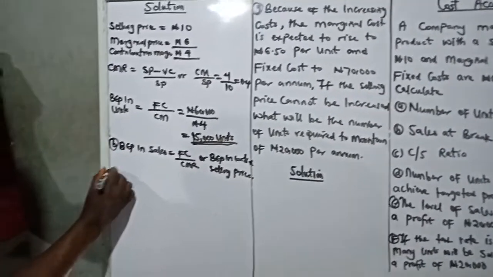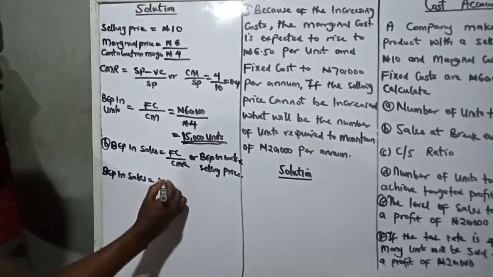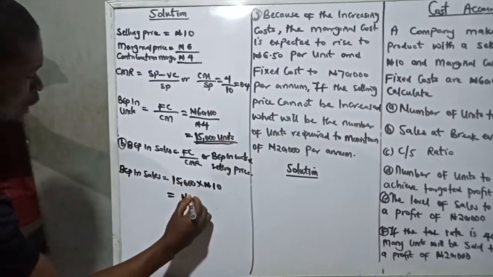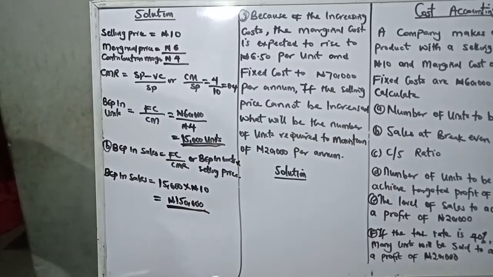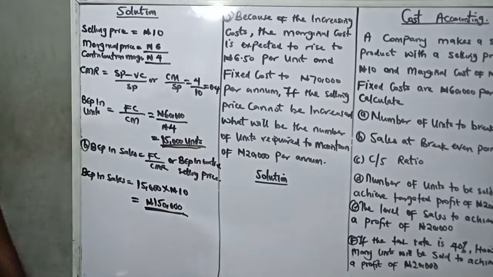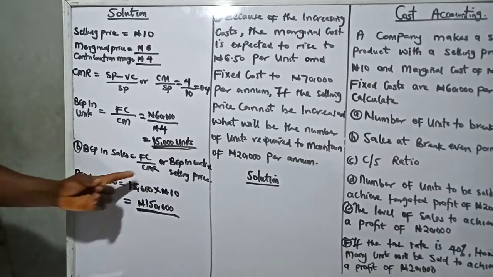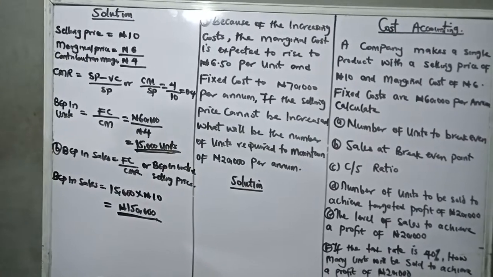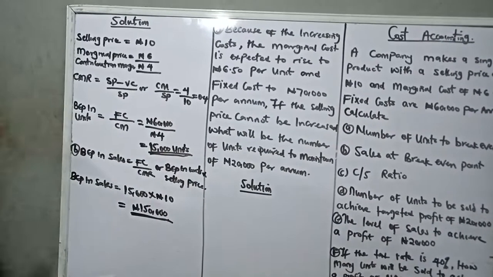So let's do it now. Break-even point in sales will now be 15,000 units times what is our selling price? 10 naira. So our break-even point in sales will now be 150,000 naira. This one will be in naira. Do you get it now? So that answers the question. You can see now it's very simple. If I use the formula, I will still get the same answer. I will just take 60,000 divided by 0.4, and I will still get 150,000 naira. So I've answered the A and the B part.